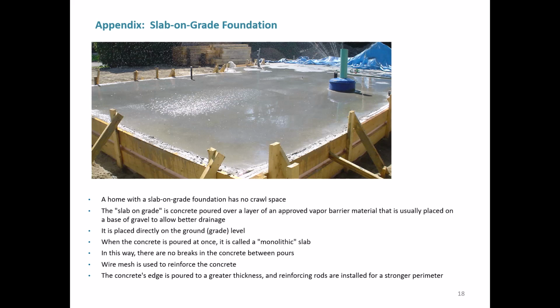So this will be a foundation for a home. It's called slab on grade. There's no crawl space. A slab on grade is concrete poured over a layer of approved vapor barrier material that is usually placed on a base of gravel throughout. It's placed directly on the ground or grade level. When the concrete is poured at once, it's called a monolithic slab, and there are no breaks or joints. And then there's going to be wire mesh used to reinforce the concrete. The concrete's edge is poured to a greater thickness, and reinforcing rods are installed for a stronger footing.